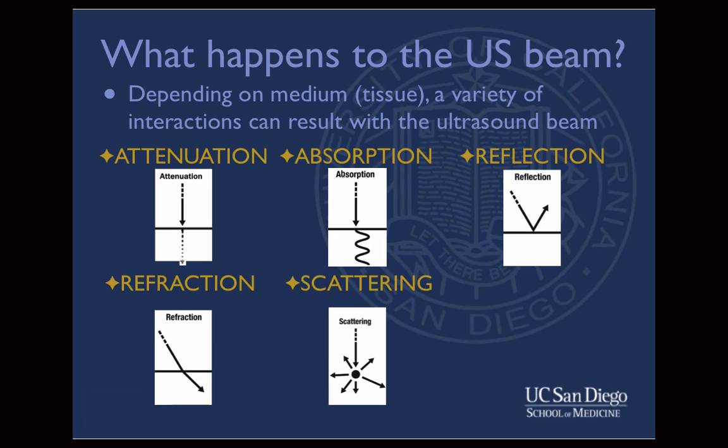The ultrasound beam has a variety of potential interactions which may occur when encountering tissues in the body. These interactions include attenuation, absorption, reflection, refraction, and scattering. In the next several slides, we will discuss these interactions.